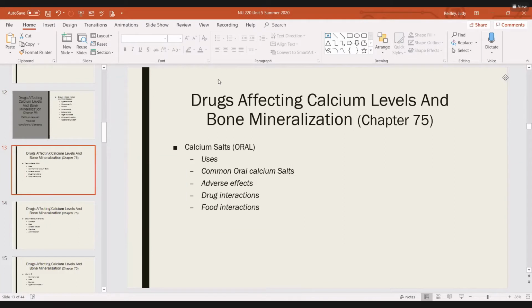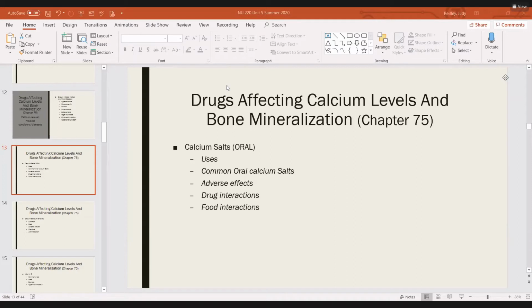When we look at how we treat some of these disorders related to calcium levels and bone mineralization, calcium salts are used to treat your hypocalcemia patients. So your Fosrenol, Tums, Rolaids, Citracal, calcium gluconate, those are all oral medications that can be given to patients to treat what's going on.